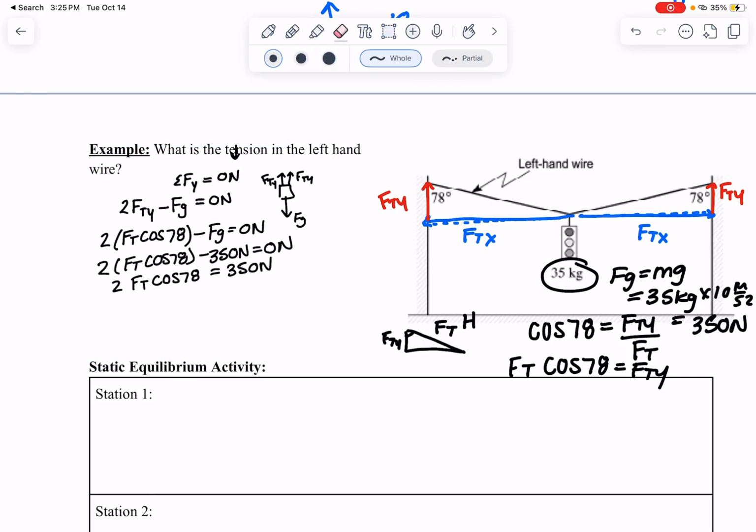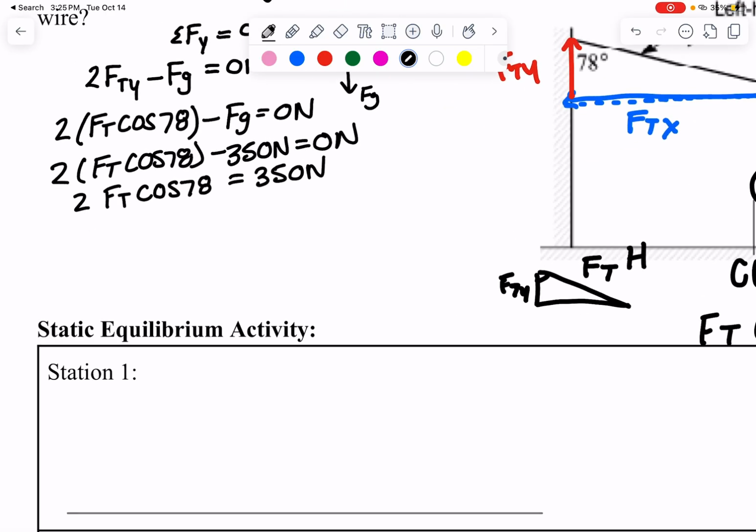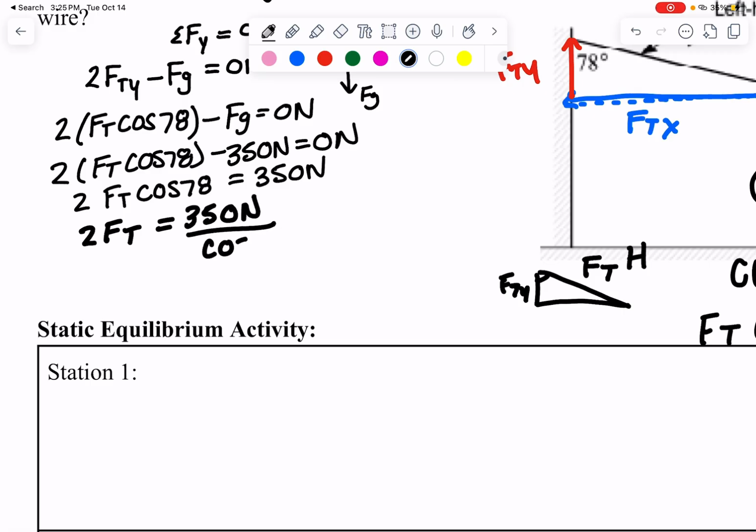Okay, so now I need to solve for FT. So I'll do 2 FT equals 350 newtons divided by cosine of 78. And then I'm just going to go ahead and divide by 2 again, too, because you can see that that's multiplying there. So then I have that. And what I end up finding is that my force of tension is equal to 841.7 newtons. Okay, so there's that.